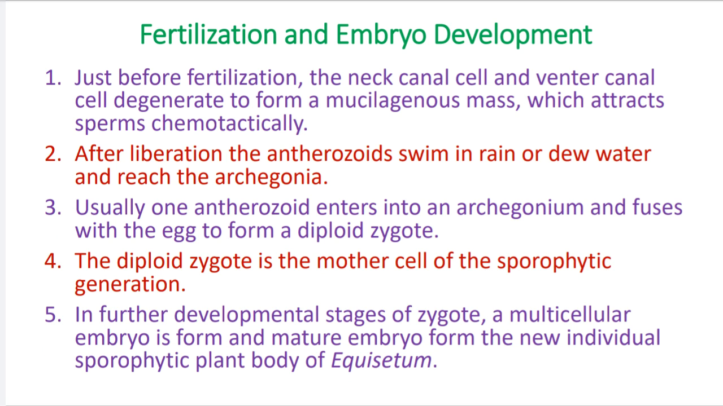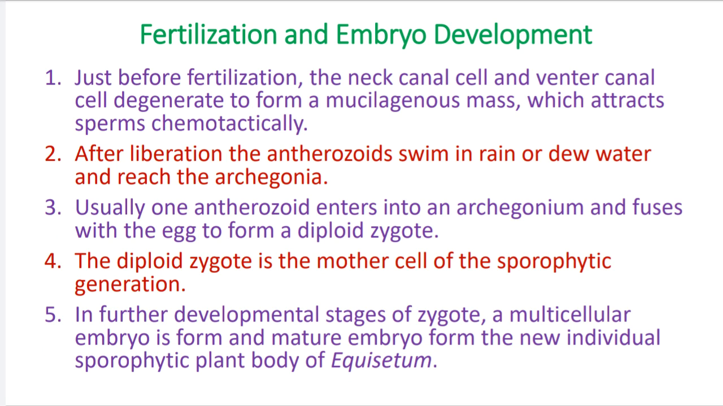The mucilaginous substance comes outside from the archegonium, and due to its smell this mucilaginous substance attracts the sperm toward the archegonium. The attraction of sperm through this substance, due to its chemical nature, is the chemotactic mechanism. Number two, after liberation the antherozoids, meaning sperm, swim in rain or dew water and reach the archegonia. With the help of water the sperms reach the archegonia.